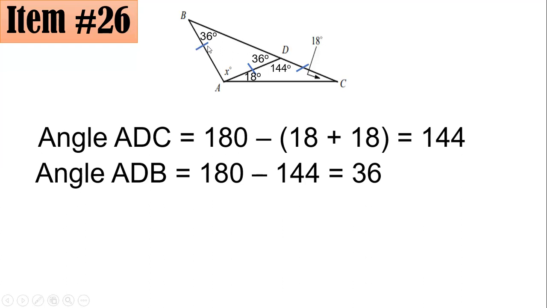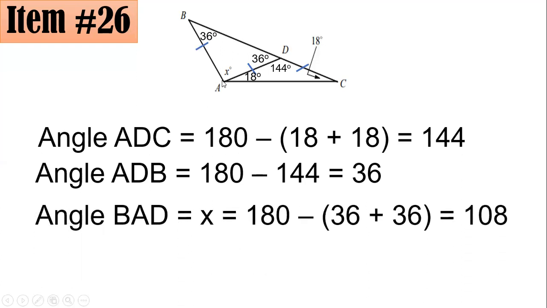And lastly, this angle BAD, which is X. Remember, BAD is a triangle, and the sum of all the measures of the interior angles is 180. That's why 180 subtracted by these two 36s gives you 108 degrees. That should be 108 there. So if you answered letter A, great job.